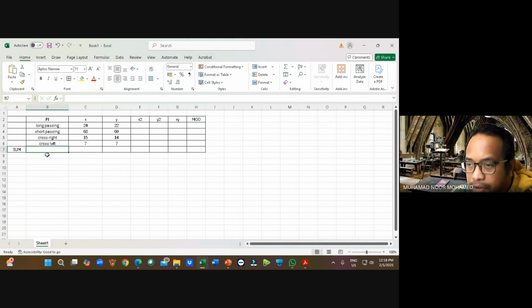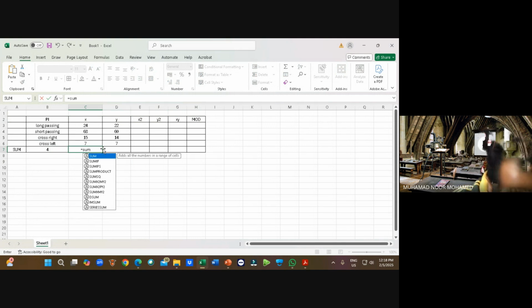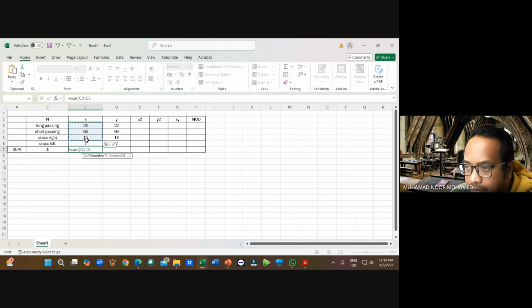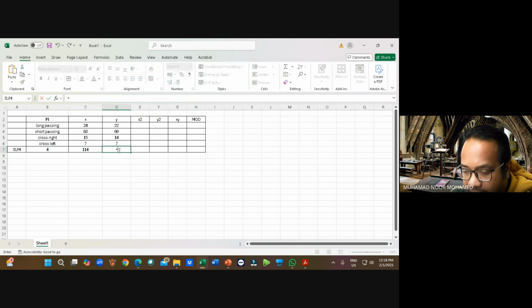For the first one, the sum of PI is how many PI do we have in the cases. In this case, we have 4 PI, so the sum of PI will be 4. Next, we are going to calculate the sum of x. As for you, you need to do it manually. This is the sum of y, and we are going to put the sum of y in here.